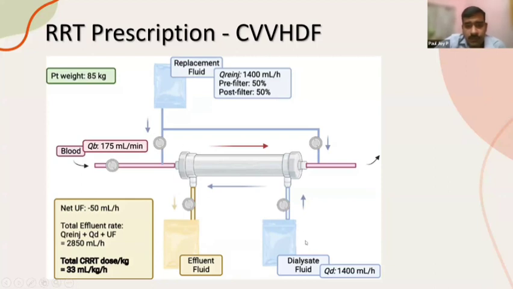Now, the replacement and dialysate are almost equal. So, for a patient of 85 kg, a net removal of around 2,800 is required. And now the replacement can be given as 1,400 ml per hour. The dialysate flow can be set at 1,400 ml per hour. And in the replacement fluid, around 50% can be given as pre-filter replacement, and 50% can be given as post-filter, leading to a dose of around 2,850 ml per hour. This comes to around 33 ml per kg per hour.